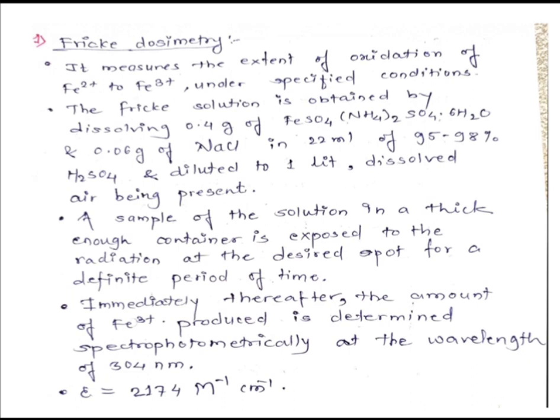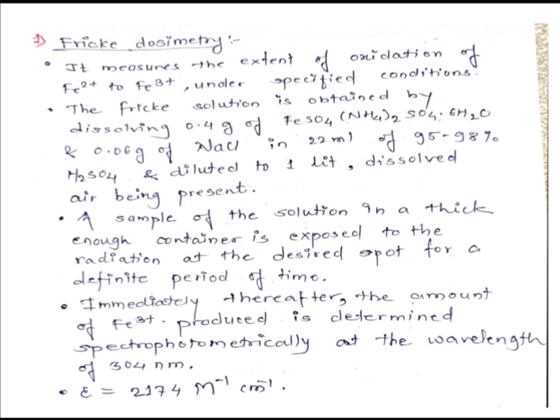So what have we taken? Initially we have taken 0.4 gram of FeSO4.(NH4)2SO4.6H2O, and then we have added 0.06 gram of sodium chloride in 22 ml of 95 to 98% pure H2SO4, and now we have to transfer this solution into a volumetric flask of capacity 1 liter, and then dilute with water to the mark.